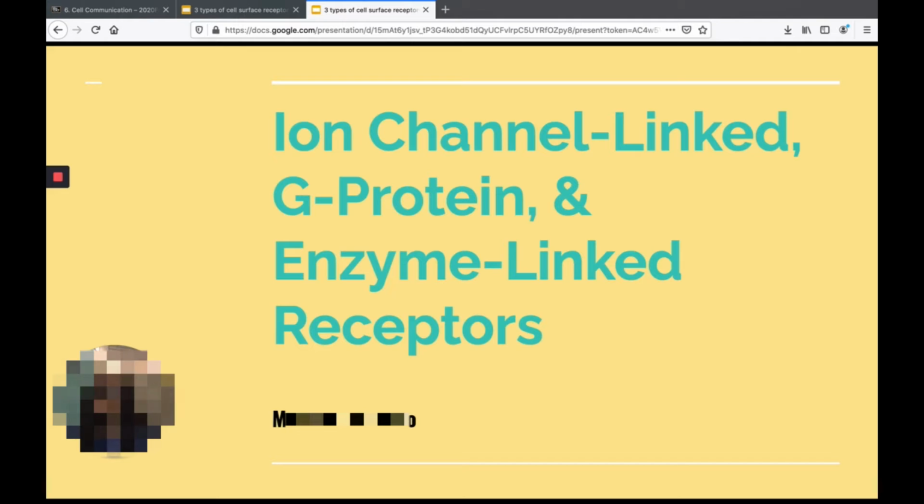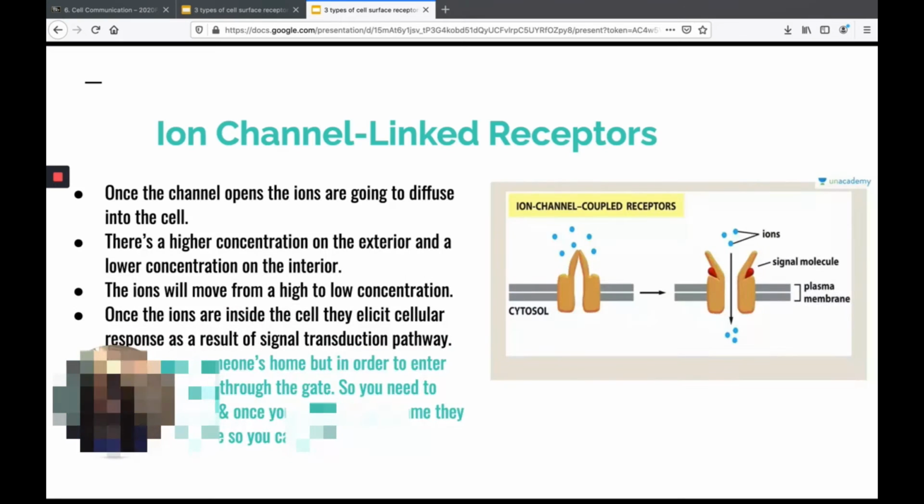So today we're going to be talking about ion channel linked, G-protein linked, and enzyme linked receptors, which are three different types of cell surface receptors. The first one we have here is the ion channel linked receptor. This one binds a ligand and opens a channel through the membrane, which allows specific ions to pass through.